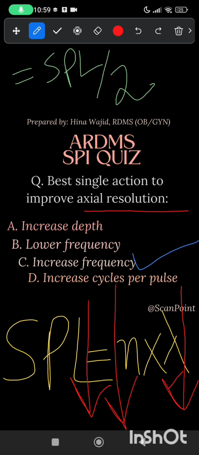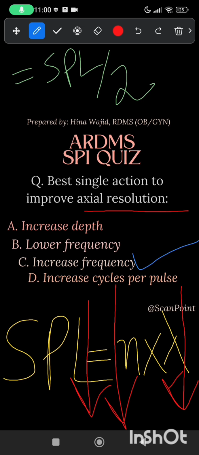And when we increase the wavelength, frequency decreases. And when we decrease the wavelength, frequency increases, and vice versa. So I think now you have remembered that. Decrease the wavelength, frequency increases. Increase the wavelength, frequency decreases.